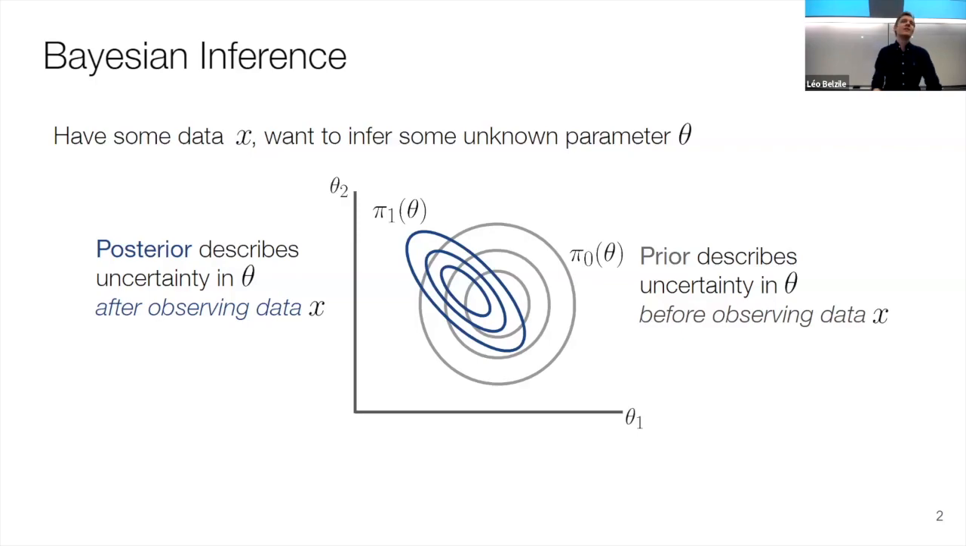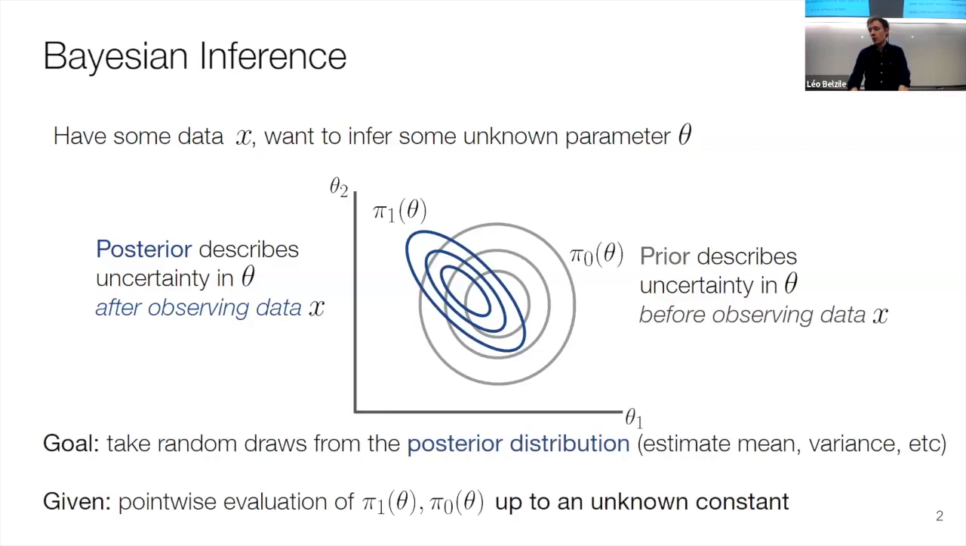Pi 1 is the distribution we really care about obtaining draws from. And indeed, the goal of a lot of what I do is to estimate expectations under that posterior distribution, pi 1, usually through obtaining draws or approximate draws from that distribution. I'm interested in estimating things like posterior means and variances, tail probabilities, etc. The big constraint is that we are only given the ability to evaluate pi 1 and pi naught, my posterior and my prior, point-wise, and only up to an unknown constant.